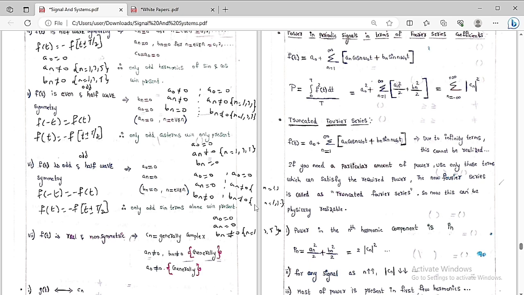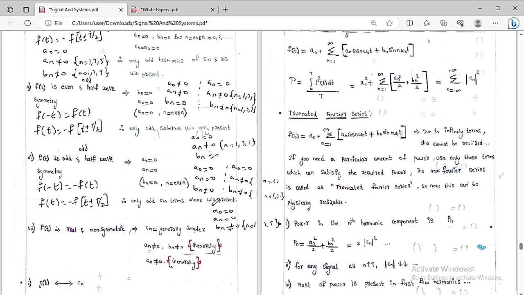So if you have to combine the properties, from this we can say a naught is equal to 0, an is equal to 0, and bn is equal to 0 for even values of n, or bn is not equal to 0 for odd values of n. So therefore only odd sine terms are going to be present. So if a signal satisfies both the odd property as well as the odd half wave symmetry, we can say only the odd harmonics of the sine terms are going to be present.